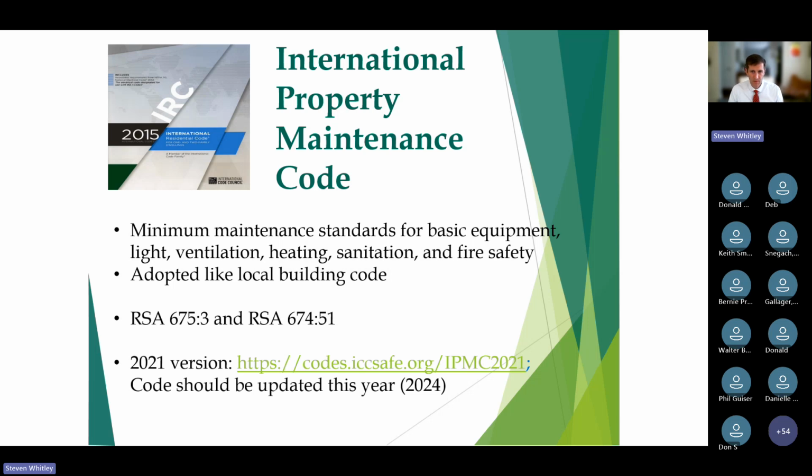The International Property Maintenance Code. This needs to be adopted like a local building code, but it contains minimum maintenance standards for basic equipment, light, heating, sanitation, fire safety. The 2001 version is available online, and it should be updated this year. And it applies to all existing residential and non-residential structures if you adopt it. Just another tool in the toolbox that you could potentially use.